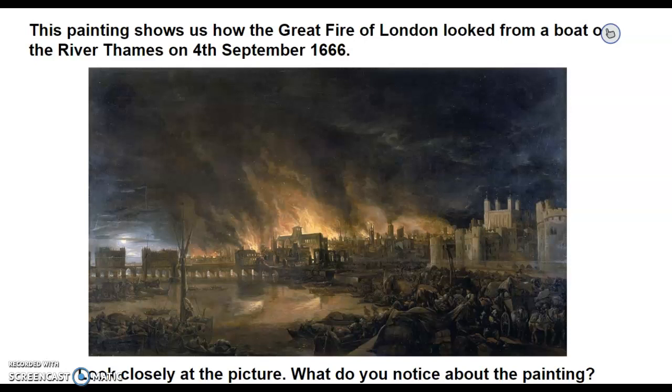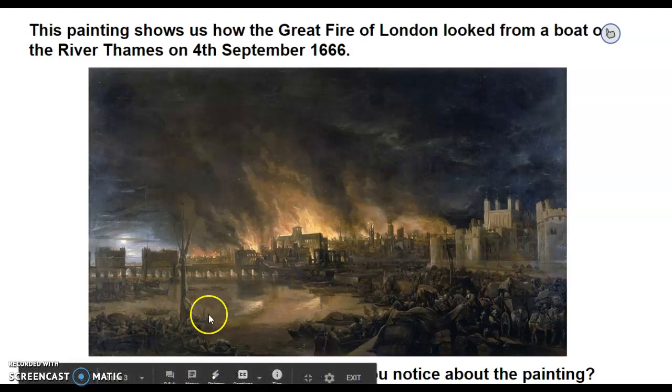Did you have a good look? What can you see? Can you see the buildings? Okay, you can see the buildings here. Can you see the fire and the sky? Okay, can you see the different colours? Can you see what's at the front? Can you see the River Thames and the boats and the people? Okay, so there's a lot to see in this picture.